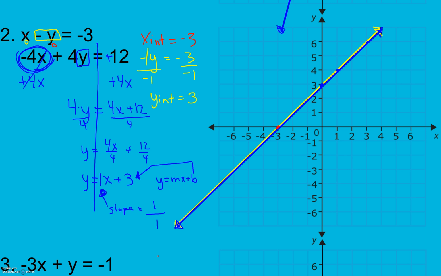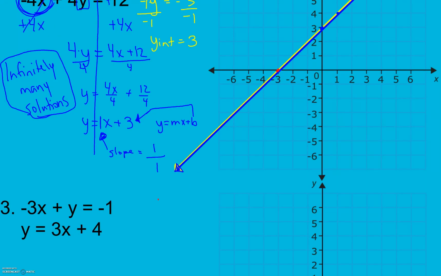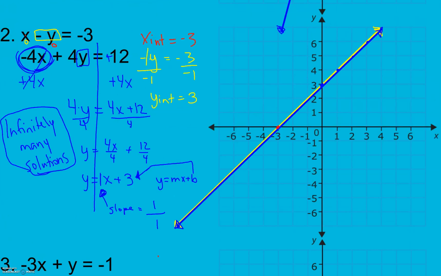Now, what that means is that every single point that works for my yellow line or my top line is also going to work for my blue line, my bottom equation. So here we call that infinitely many solutions, because every single ordered pair that works for one equation will also work for the other. So here 2, 5 is a solution, 4, 7 is a solution, -1, 2 is a solution, -5, -2 is a solution. Any point that works for one will automatically work for both, because even though our equations look different, they actually mean the same line.